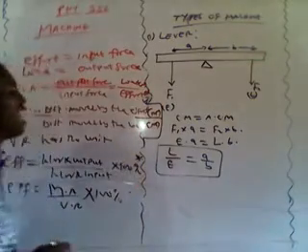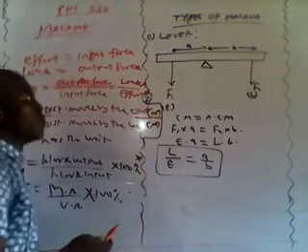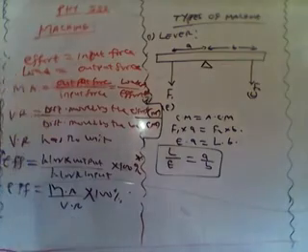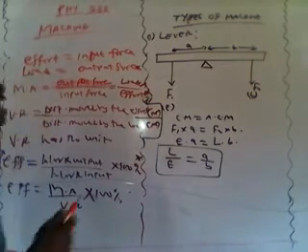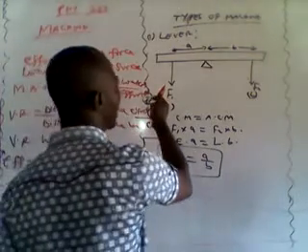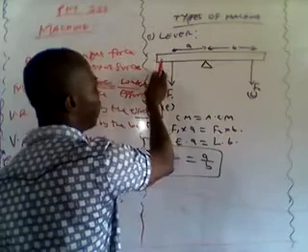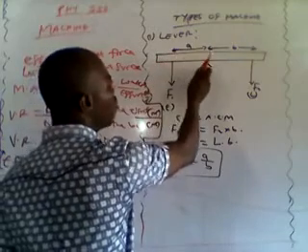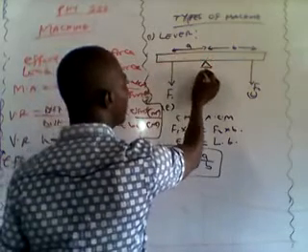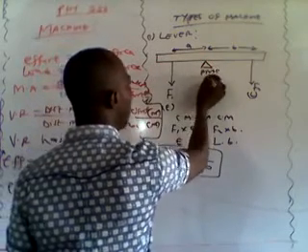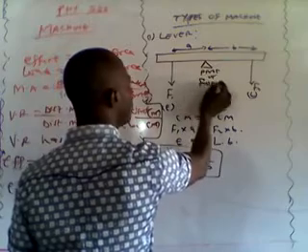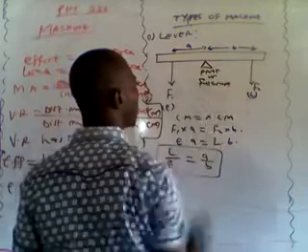So the lever works based on the principle of what? Based on the principle of moment. And a lever allows an effort to be applied at a certain point, or at a certain distance to the fulcrum. So we call this knife edge either the pivot or the fulcrum.